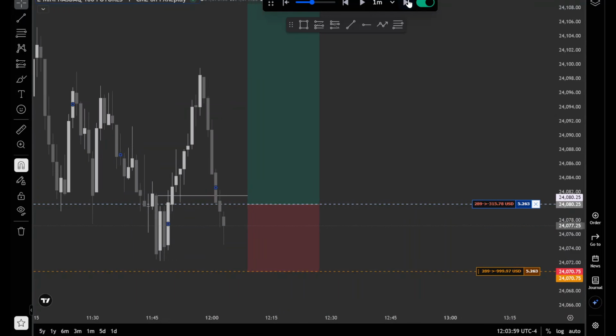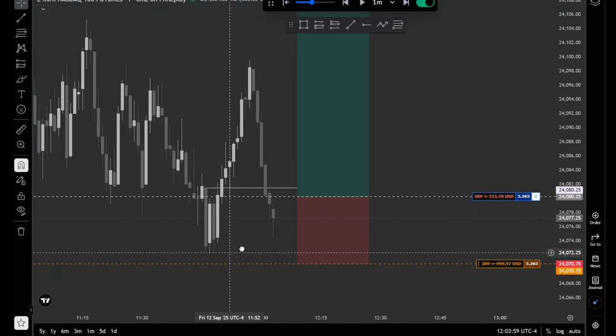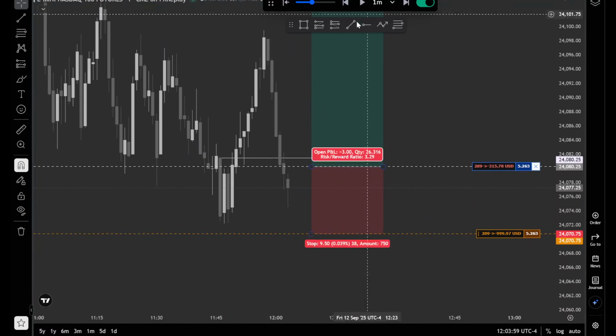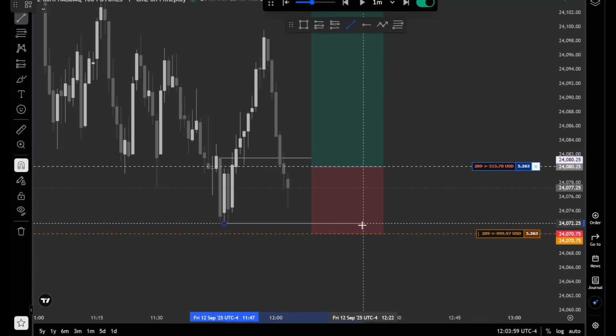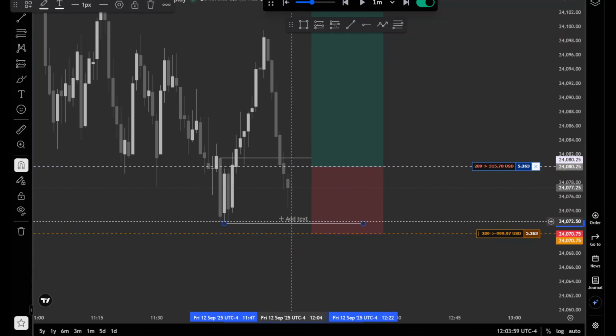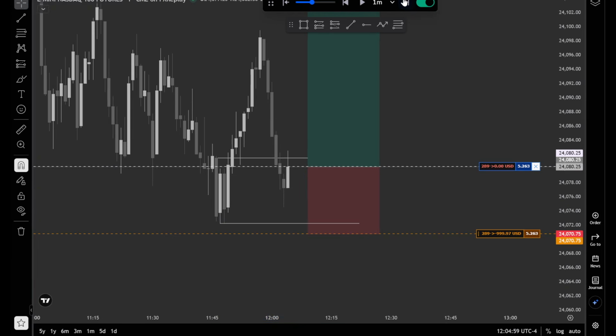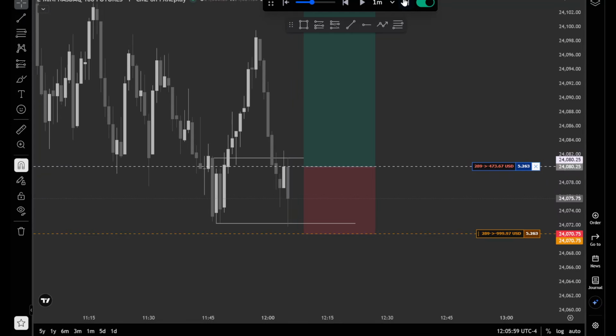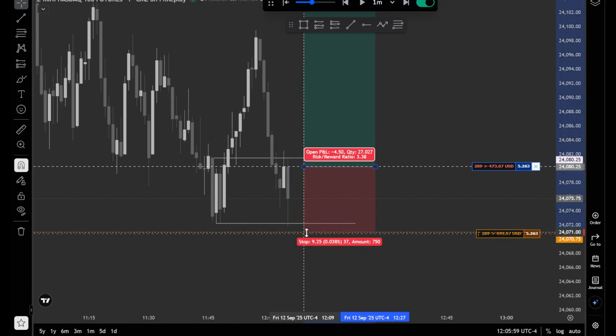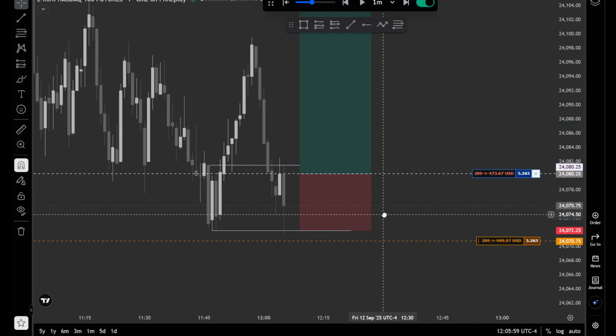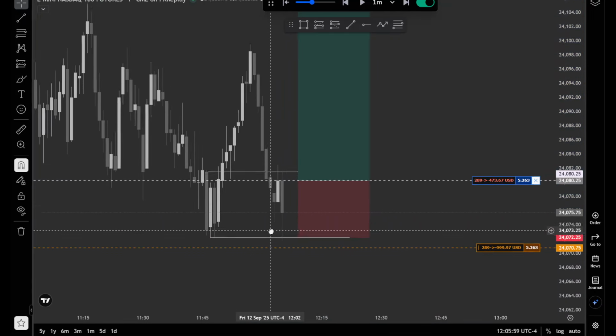Okay. So my thesis is essentially if we get a closure below this level, then we're done, right? Okay. All right, you see how if we put our stop loss over here, we would have been stopped out here. So I hope this is the reversal signal.